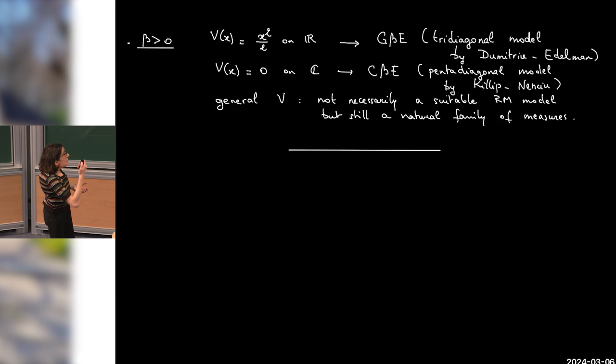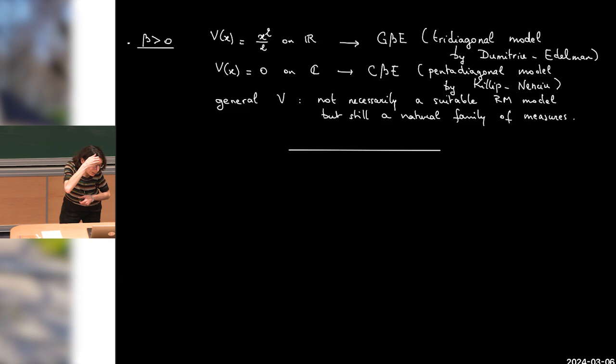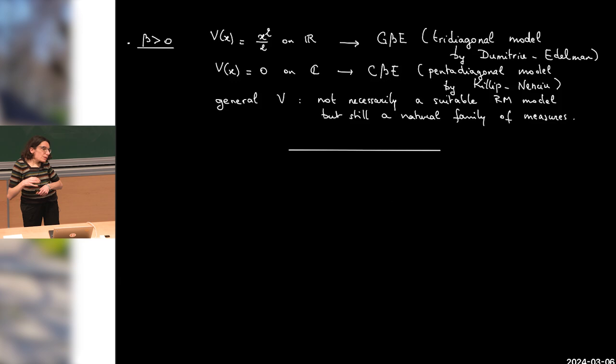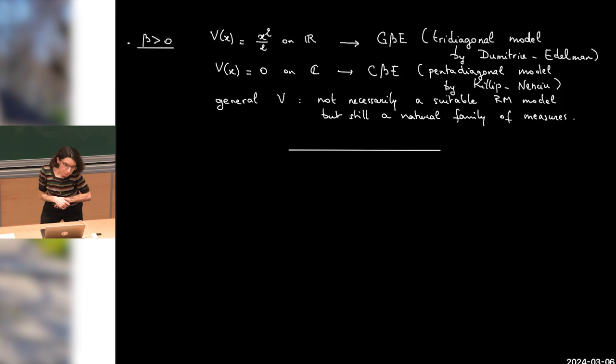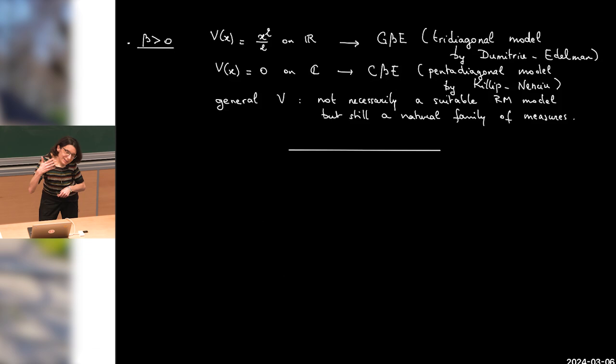It was described by Dumitriu and Edelman, and you can describe it as a tridiagonal model. So you have Gaussian entries on the diagonal and chi entries with varying parameters just above the diagonal and below the diagonal. And same thing for the circular ensembles. You have an analog, which is a bit more involved, because it's pentadiagonal, and you can also describe the law of the entries.